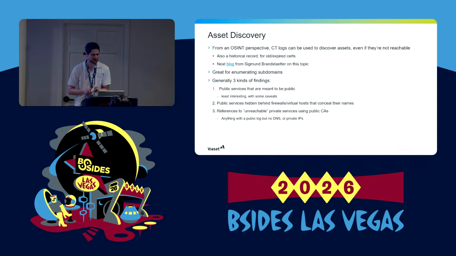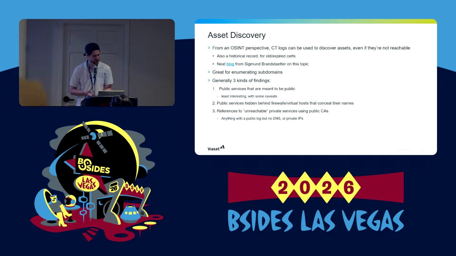Generally, there's 3 kinds of findings. So you're going to find public stuff that's meant to be public. Self-explanatory, right? That's the whole point of this system. This is the least interesting category, but there are some caveats when people accidentally make stuff public. You might find it with a web scanner, but you can see the domain associated with it. Number 2 is public services hidden behind firewalls or virtual hosts that conceal their names. So this is stuff you wouldn't find with a scanner because it's all name-based. But if you can find the names, you can just go right to the DNS and see where they're living.